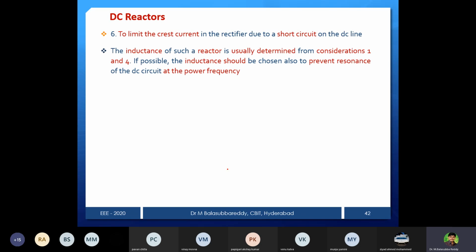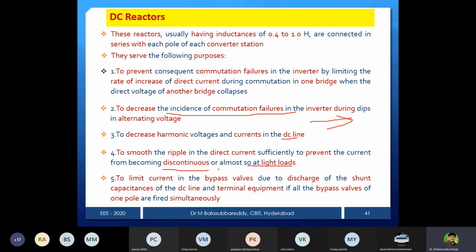And the inductance of such a reactor is usually determined from the consideration of 1 and 4. So the value of inductance we have to determine, or decide, based on points 1 and 4. So what is point 1? You can see that it is to prevent the commutation failure as well as to smooth the ripple. So these are the two points majorly we have to consider while selecting the value of the reactor.